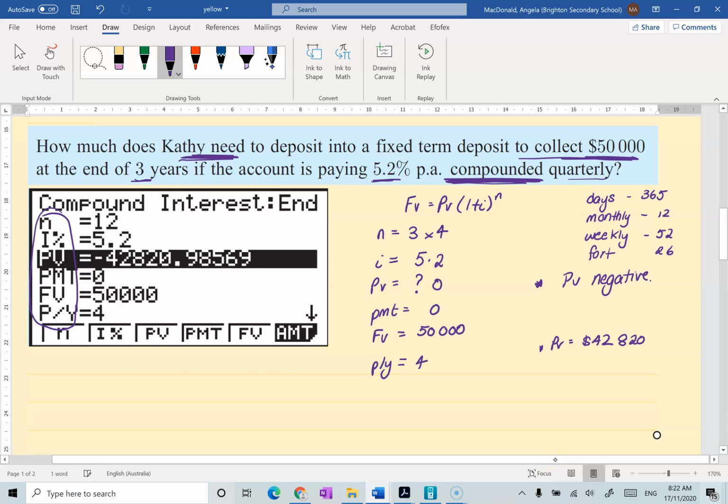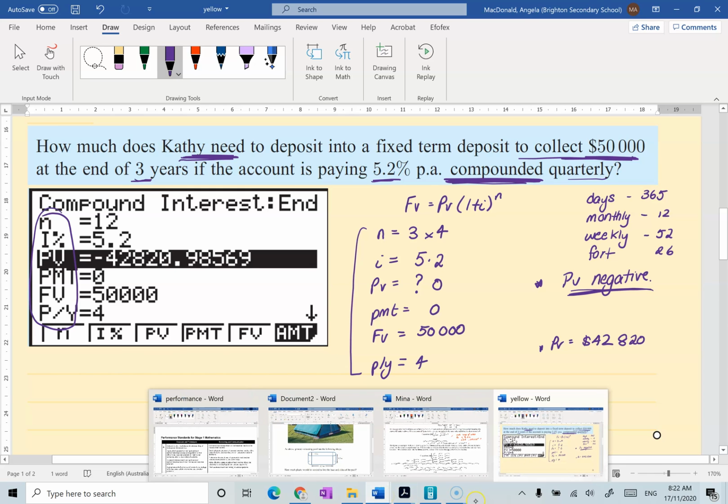Okay, and that's it, right? The question, all they can do is change the words around. So instead of finding PV, you might have to find the N, or you might have to find the I. But please make sure you just read the question, pop all of this stuff in. Make sure if you are given the present value, you make your PV negative. And hopefully you'll remember that. Good luck.